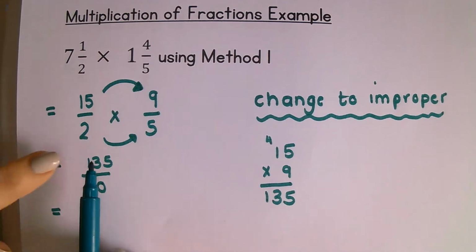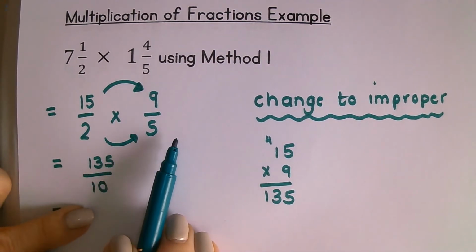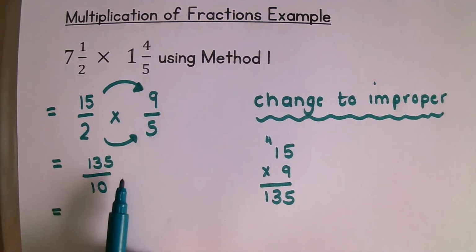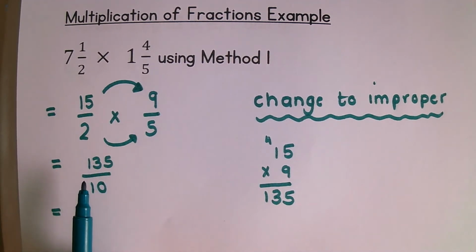So 135 comes from 15 times 9. The 10 comes from the 2 times 5. Now we're left with this big number here, and we need to figure out how we're going to simplify this. In terms of simplifying, what we're actually going to do is see how many times 10 can go into 135.